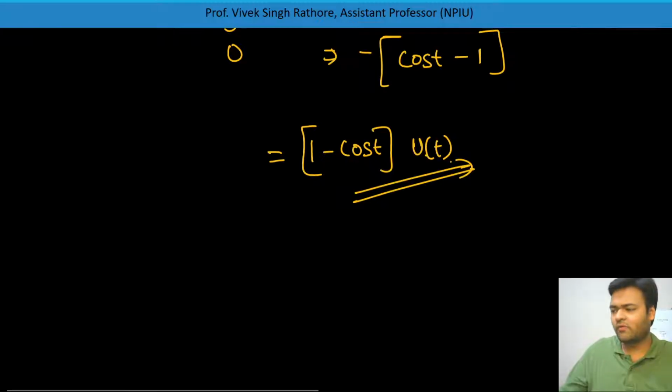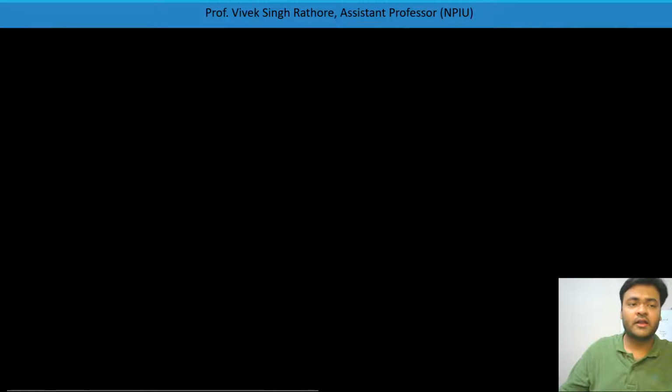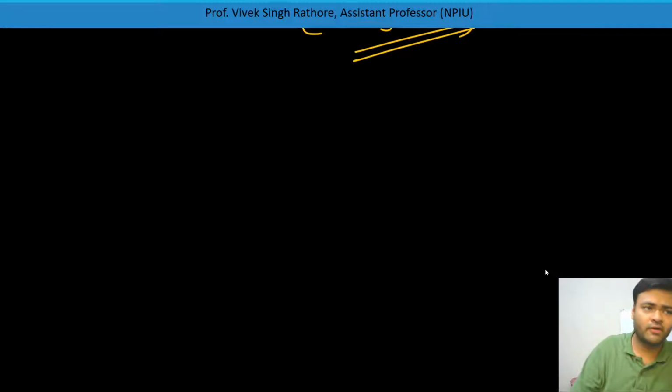So what I told you earlier is also verified from this question: any signal convolved with u(t) is the same as the integration from minus infinity to t of that signal dt. Okay, let's do it for another question. We'll solve one more question, then maybe you will be more comfortable with this type of convolution.